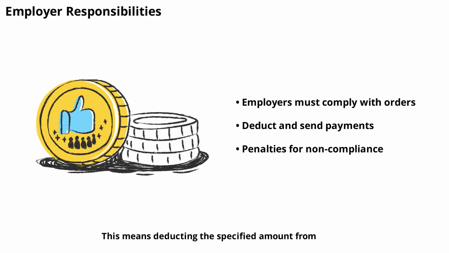When an employer receives a garnishment order for government debt, they are legally required to comply. This means deducting the specified amount from your paycheck and sending it to the agency. Employers must follow federal and state laws regarding the amount and timing of deductions. Failure to comply can result in penalties for the employer. If you have questions about your garnishment, talk to your payroll department.